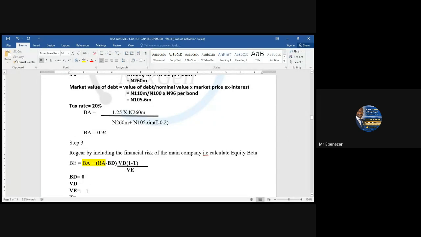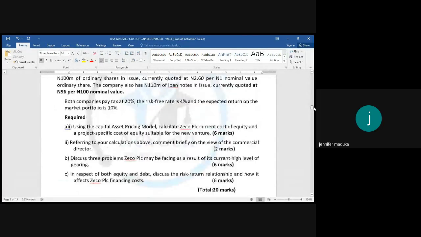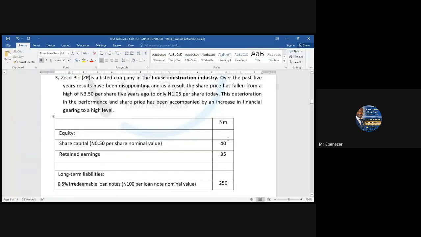So what is the value of ordinary shares? The value of ordinary shares is given to us in the question. What is the value? 40 million. Now, all of this information here, this is what we call the book value. The book value does not include the current market value condition. This is what we call a book value. If this is 40, this is the book value. This is the nominal price.